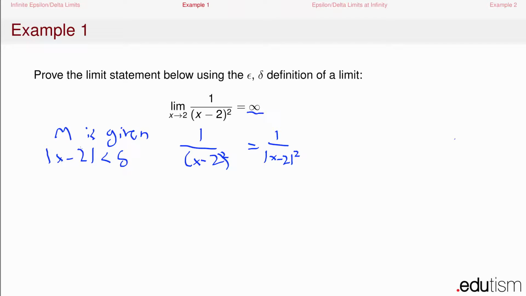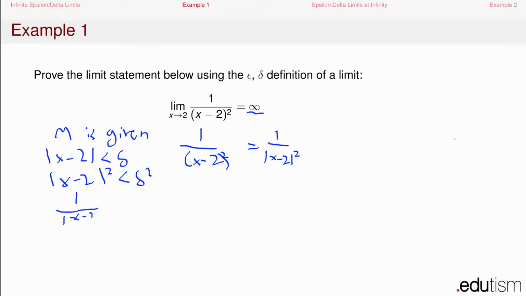So if the absolute value of x minus 2 is less than delta, what can we say about 1 over the absolute value of x minus 2, squared? Well, the absolute value of x minus 2, squared, is going to be less than delta squared. It's because if you square a number, its square is going to be smaller than the square of delta. So now, what can we say about 1 over the absolute value of x minus 2, squared? Well, if we make the denominator smaller than something, the fraction itself is going to be bigger than 1 over that same thing. Basically, if the denominator is smaller, the fraction is going to be bigger.